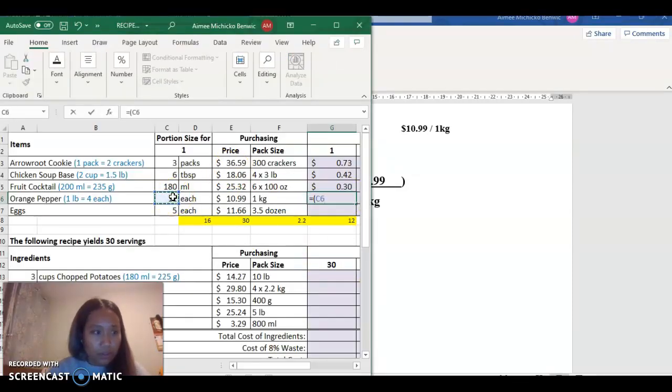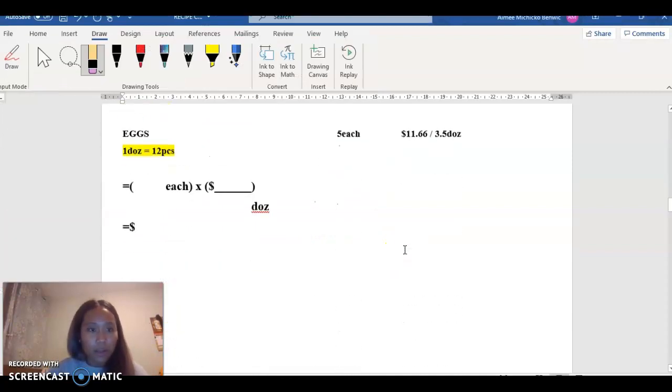So let's plug it into our Excel. So 11 peppers divided by 4 divided by 2.2 pounds, close bracket, multiplied by the price of $10.99, close bracket, that gives us $13.74. So for our next, for the last item in our first recipe, we have eggs.